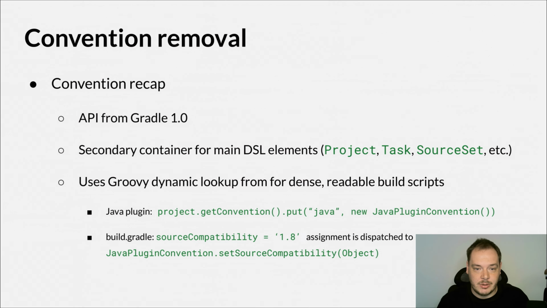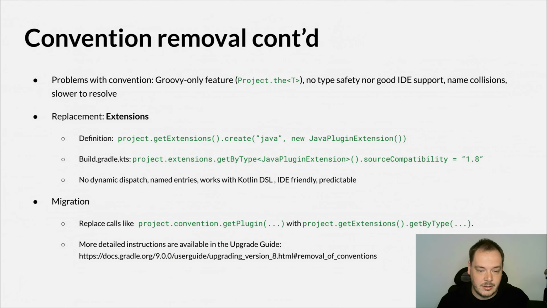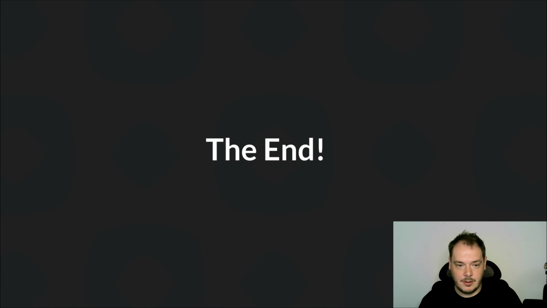Another specific item to mention is convention removal. Convention was an old API that actually existed since Gradle 1.0. It was a secondary container for many elements like projects, tasks, source sets. So going forward, this API won't be available, and the reason is quite simple. It was a Groovy-only feature, and now we have a better mechanism called extensions that provides a full replacement for that.